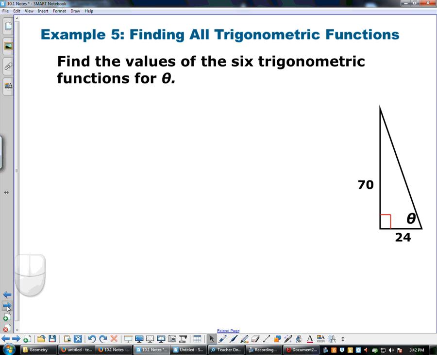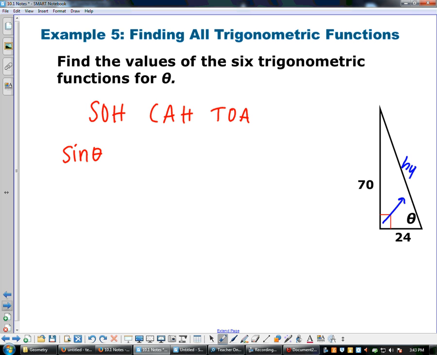Okay, so example 5, you're finding all 6 trig functions of angle theta. All right, so let's start off with the ones that we know from the saying. Let's do SOHCAHTOA first. So sine of angle theta, if I look at my triangle, let's label what we know. Across from the right angle is my hypotenuse. Adjacent leg will be right here, and opposite leg will be the 70.